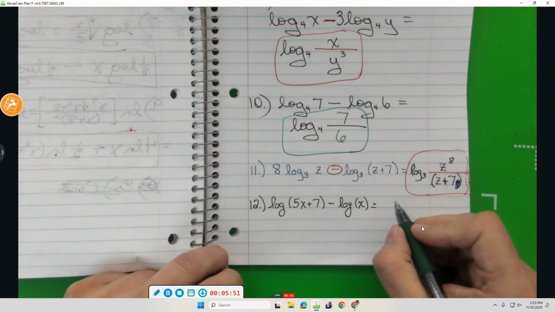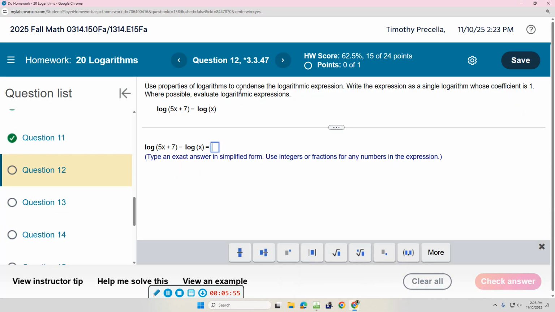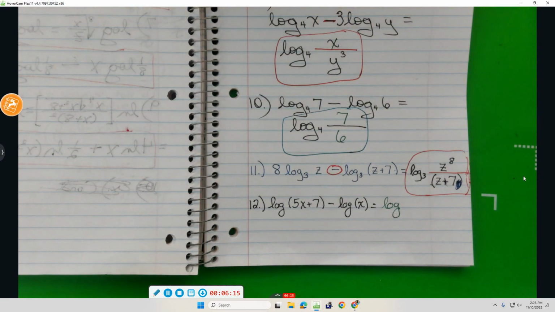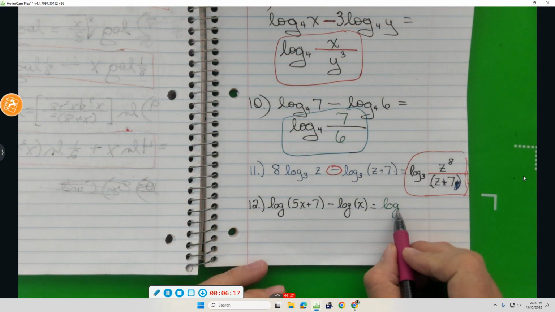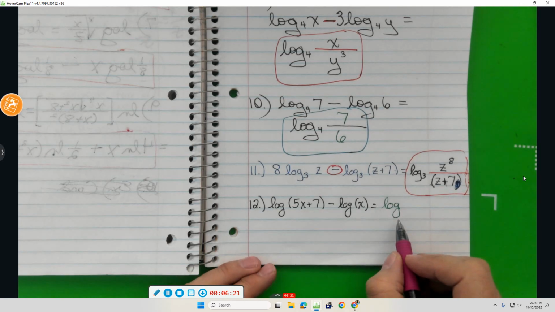Should it say expand or write as a single logarithm? No, it said condense. I'm sorry, I said expand. I meant condense. You see, they say it both ways. Condense the logarithm. If you don't know what it means to condense, write it as a single logarithm. I would like it if they did that for all of them. Okay, so I'm going to write my single logarithm. Will I have a fraction bar after it? Yes.